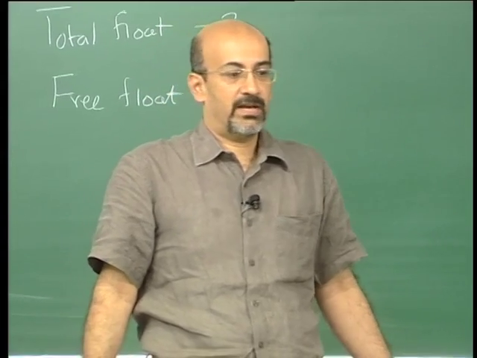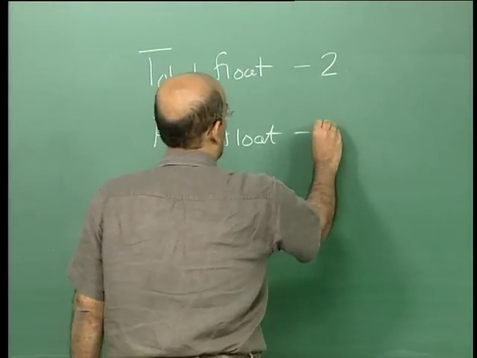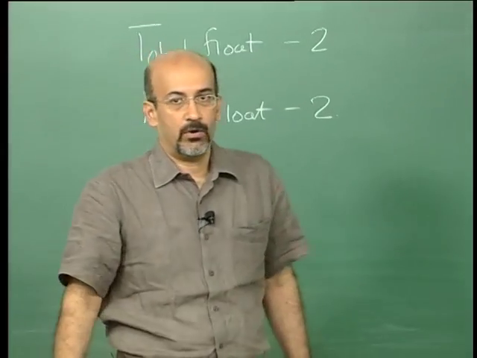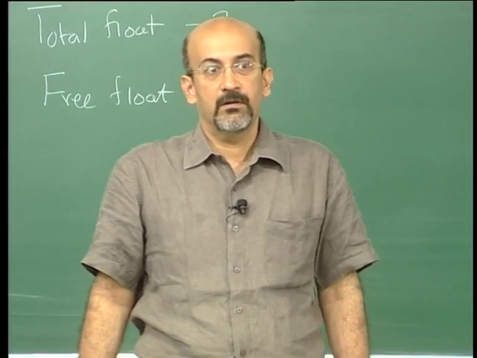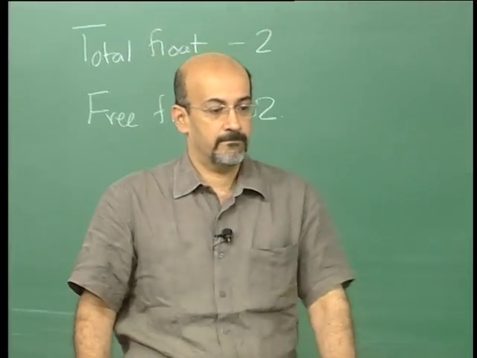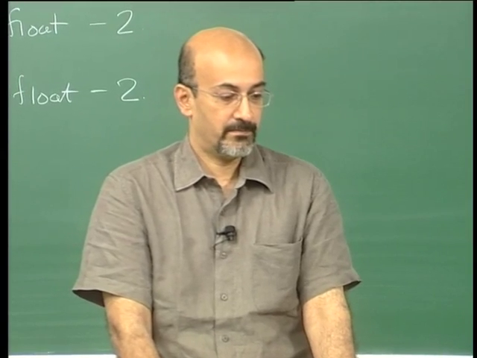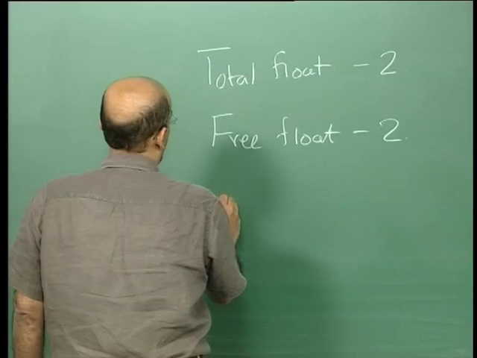Any successive activity. So I can delay B again by 2 days without, it's a very simple example, without any successive activity. Okay, now what was interfering float? It was the maximum amount which an activity can be delayed without delaying the project, that will cause delay to the early start of a following activity. So in this case, is there a delay for B? Any delay in B will affect the duration. Okay, so it's anyway going to, so interfering float.